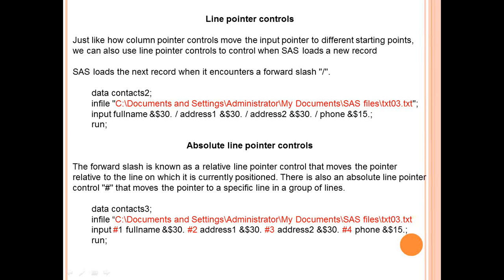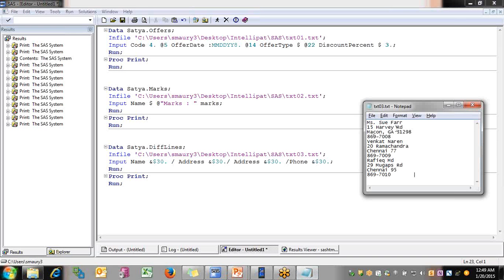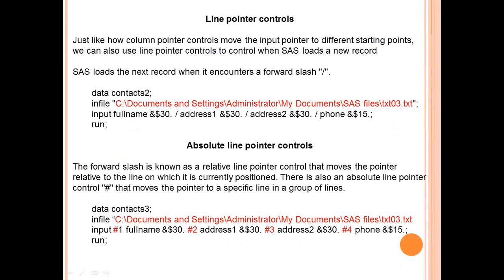There is also an absolute line pointer control, hash, that moves the pointer to a specific line in a group of lines. Let us suppose, for example, I first have a name, then address 1, address 2, and then phone number. Suppose you want to first read the telephone number and then address 2. In that case we will be using hash, right? Hash will read the second line first and then it will move to the first line. So this is how we can change it.